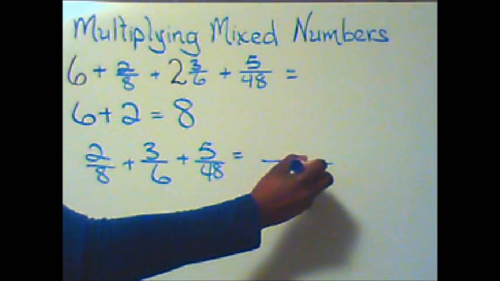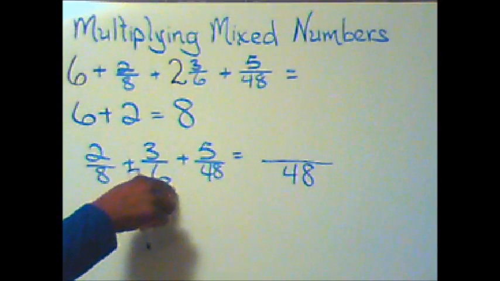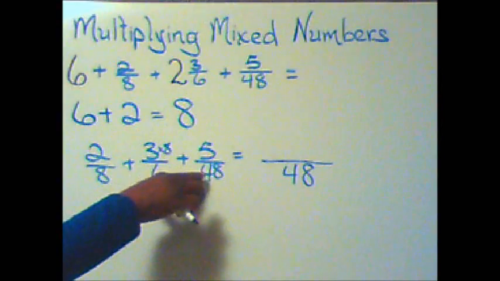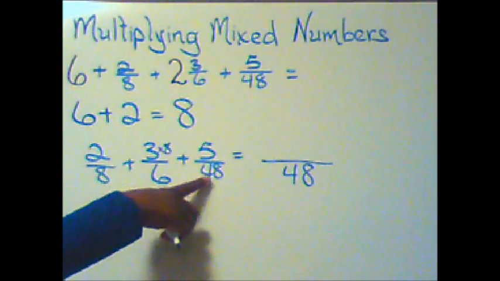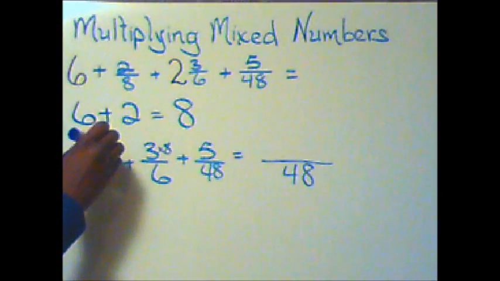So I'll write 48. How many 6's are in 48? 8. So I'm going to multiply 3 by 8. How many 8's are in 48? I know there are 6. So I'm going to multiply 2 by 6.